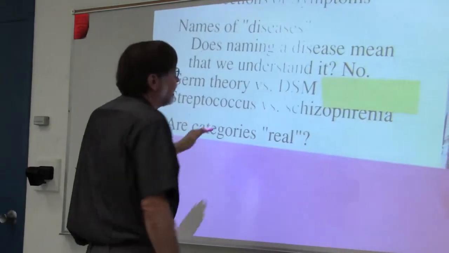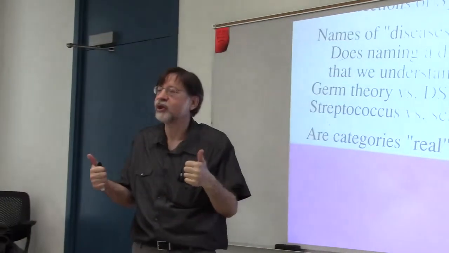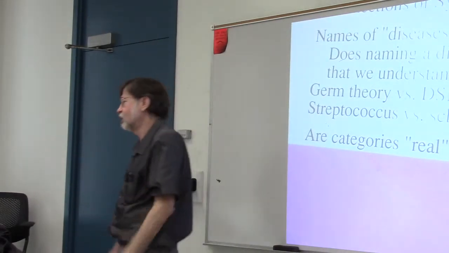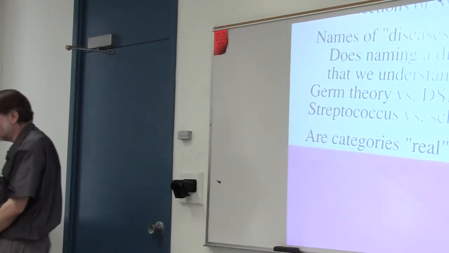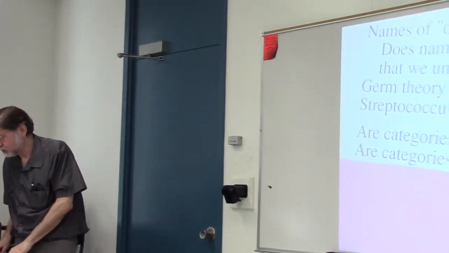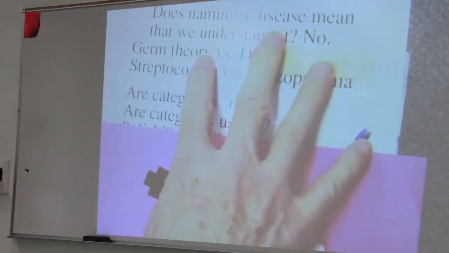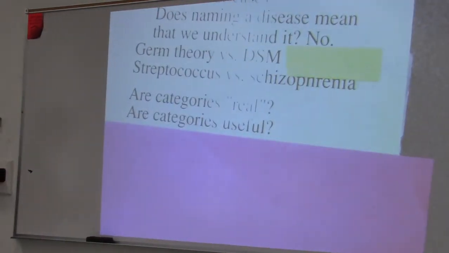But if you know that somebody has schizophrenia, do we know it's the same thing? Two different people with schizophrenia. Do they really have the same disease? Or could there be more than one thing? Next thing we can ask is, are these categories useful? Even if they're not real, they might be useful.